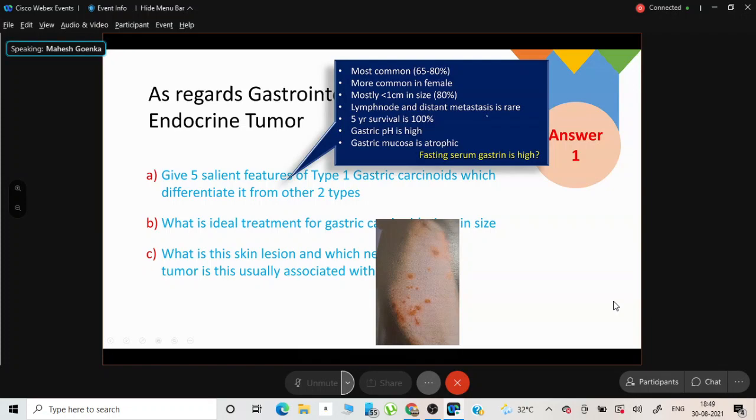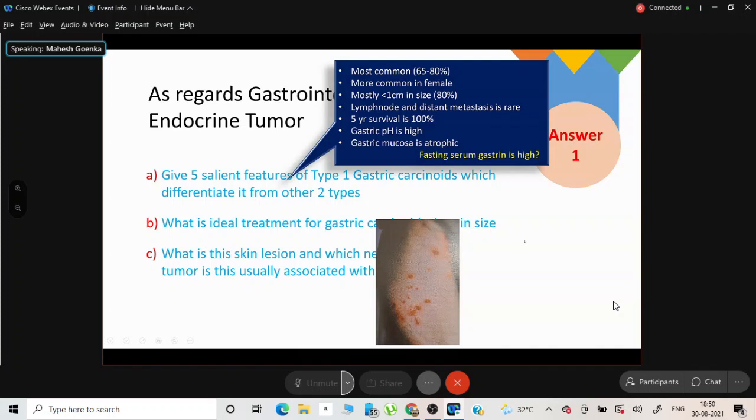Lymph node and distant metastasis is rare. 5-year survival is 100%. Gastric pH is high and gastric mucosa is atrophic. So any of 5 of these 7 answers would be okay. If you write fasting serum gastrin level related answer, then you have to understand that fasting serum gastrin level is high also in type 2.